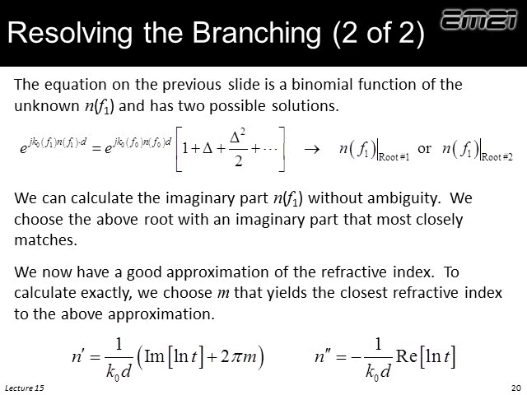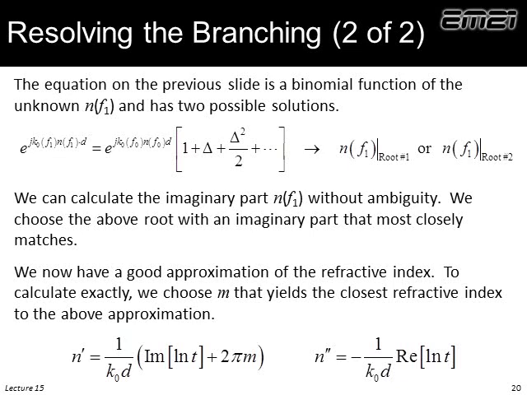What is the integer m? Well, we've already chosen the root. Now we need this integer m. Well, we choose the m that gives us the refractive index closest to what we ended up with up here when we selected our root. So we choose that value of m, and that becomes our new refractive index.